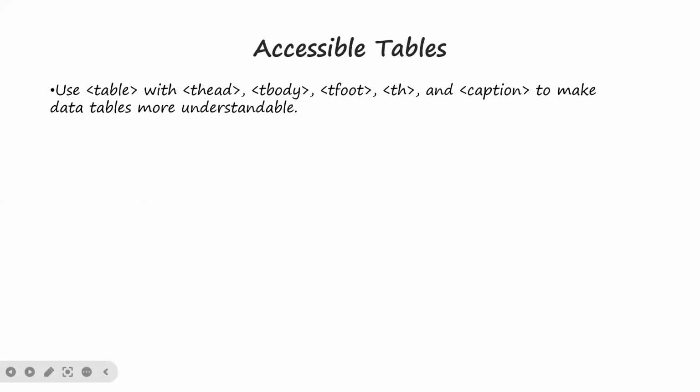Accessible tables. When you're creating tables, also make them accessible. Use the table tag; the table element is semantic. Use the table head, table body and table foot to structure it logically. Use the TH and the caption to make the tables more understandable.